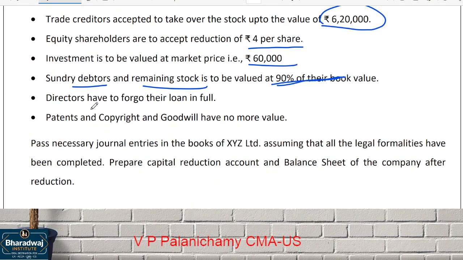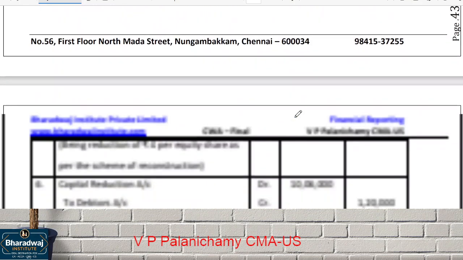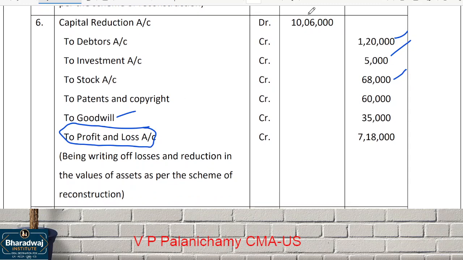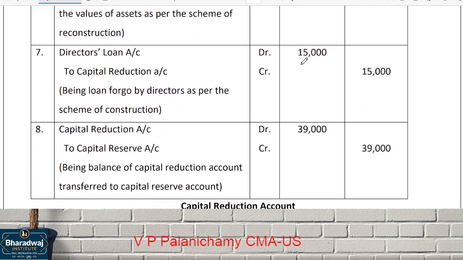Then directors forego their loans in full, directors loan total. Patents and copyright, goodwill have no more value, which means write off. So what is the entry you will pass? Debtors, investment, stock, patent and copyright, goodwill, and of course compulsorily we have to write off which one? P&L account. So total 10,06,000 we write off. Then directors loan account debit to capital reduction. Nothing but they waive the loan.